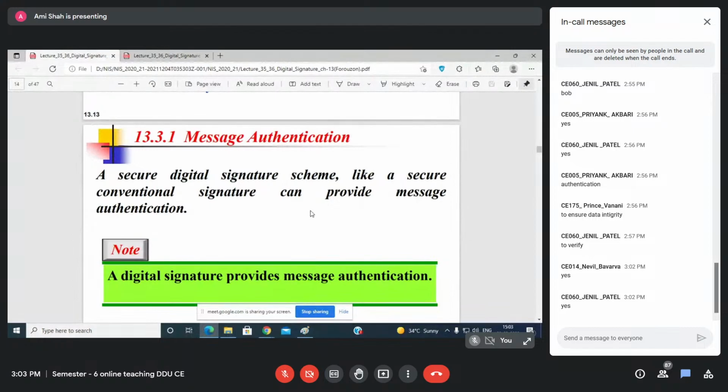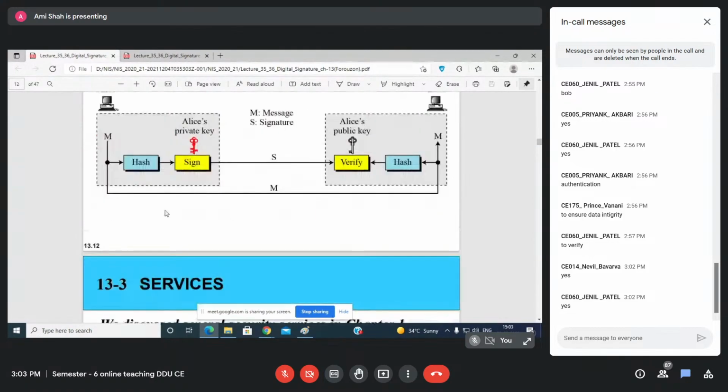Now, see here one point that I have written: a secure digital signature scheme, like a secure conventional signature, can provide message authentication, right? Because through the figure that I have explained, Bob can verify that the message is sent by Alice, because Alice's public key is used for verification, and Alice's public key cannot verify a signature that is signed by Eve's private key.